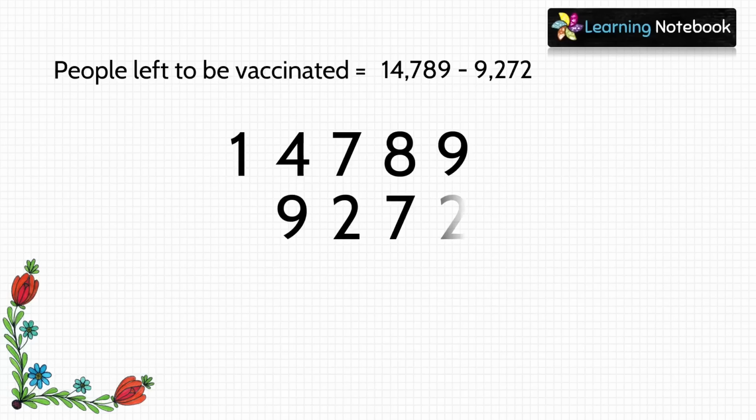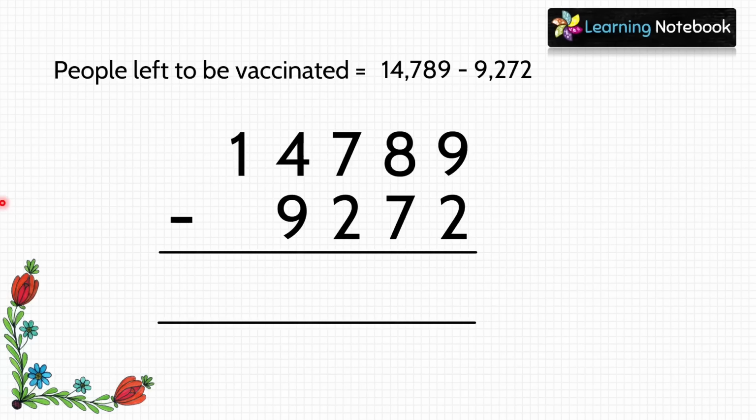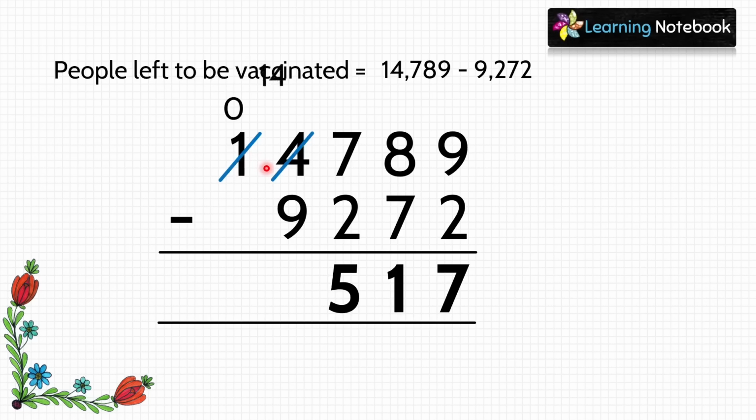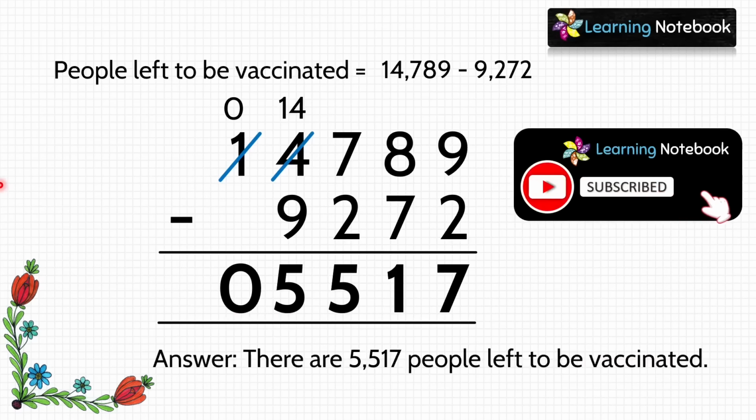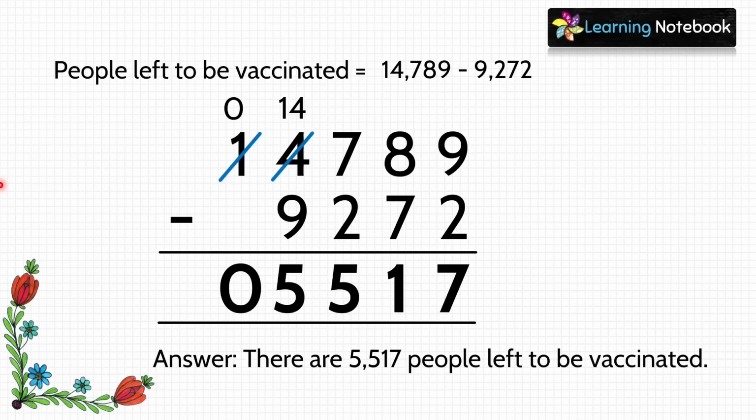So let's subtract these two numbers. 9 minus 2 equals to 7. Next, 8 minus 7 equals to 1. Then 7 minus 2 equals to 5. Now 4 is weaker than 9. So 4 borrows from 1. So 1 becomes 0 and 4 becomes 14. And 14 minus 9 equals to 5. So our answer is 5517. We will write the answer statement. There are 5,517 people left to be vaccinated.